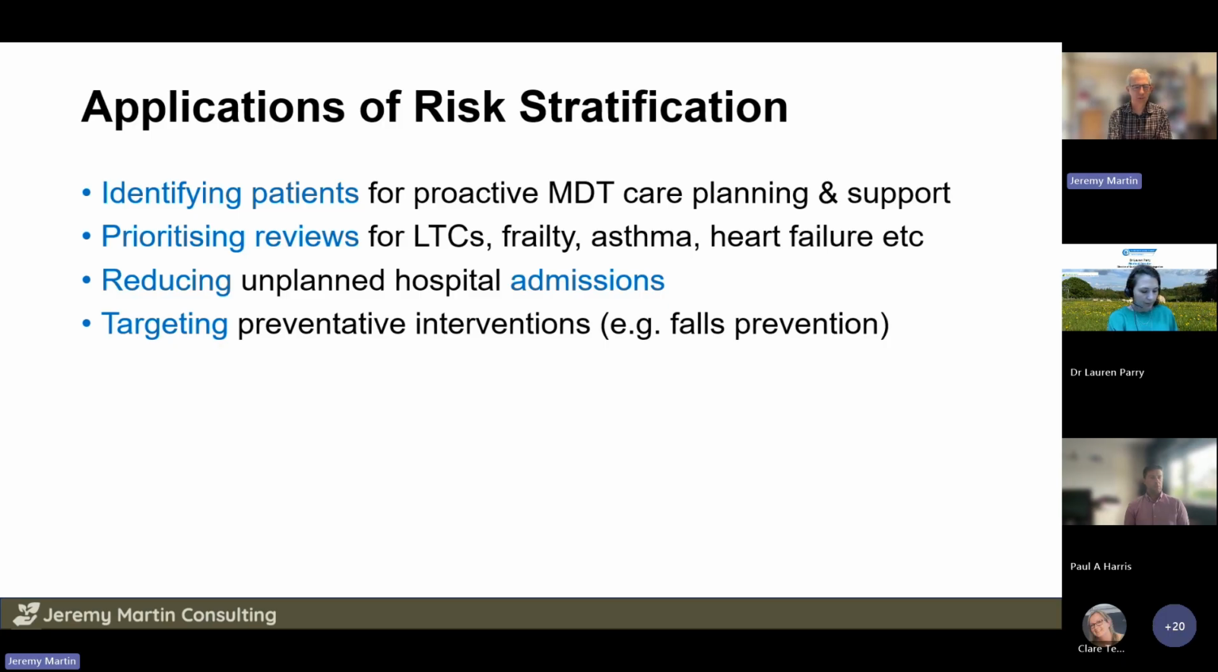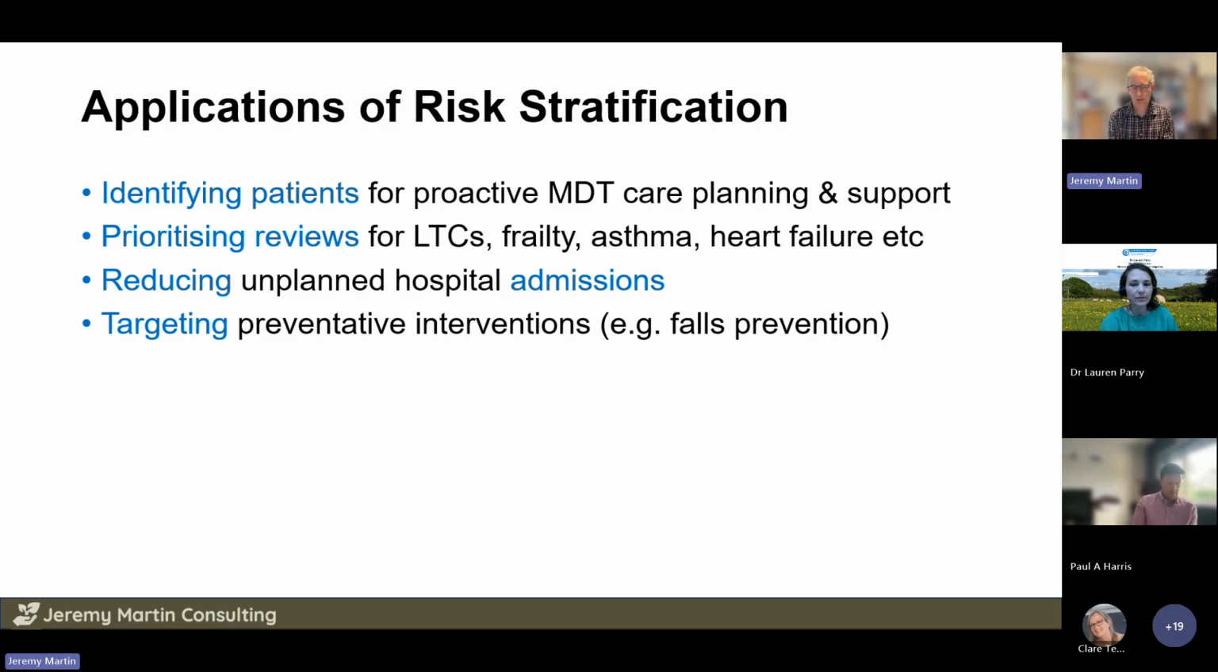Probably the most high-profile use of risk stratification up to now has been around reducing hospital admissions. You may have heard of the Johns Hopkins model. That's focused around predicting the risk of admission and giving you insight into which patients you might then intervene with. And this kind of thing is going to be crucial for neighbourhood teams as they come into being. But there are plenty of other models, some UK models, which I'll talk about in a little bit.